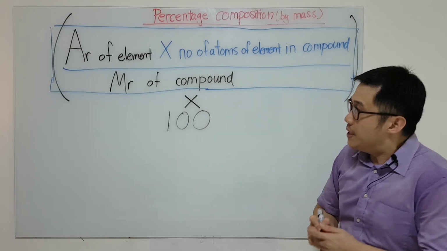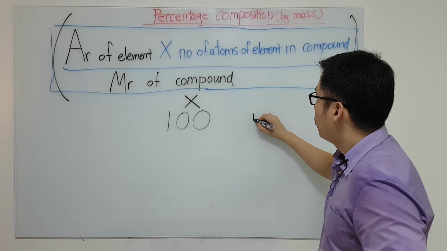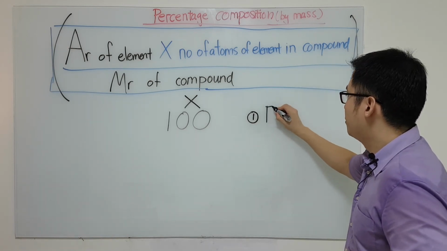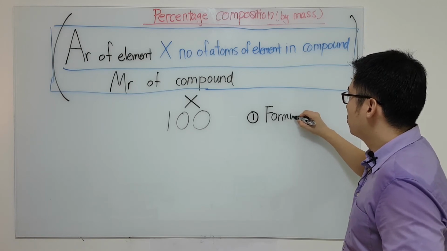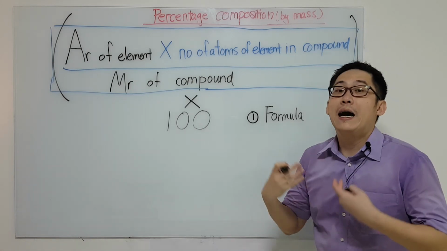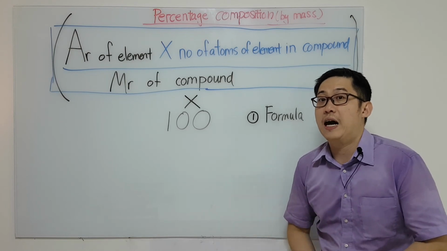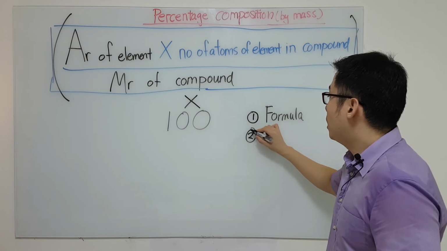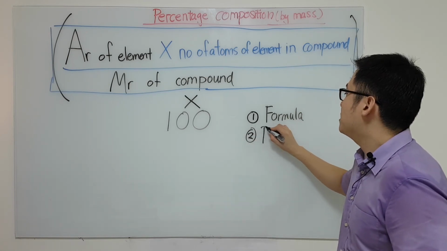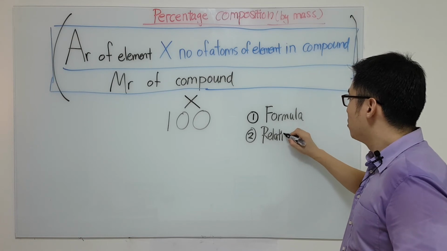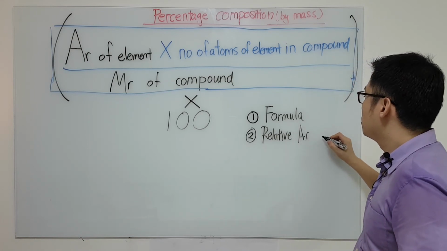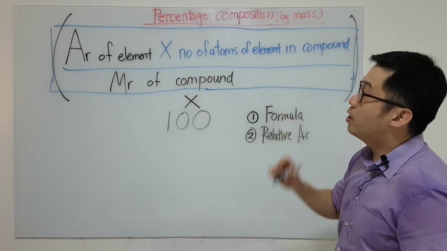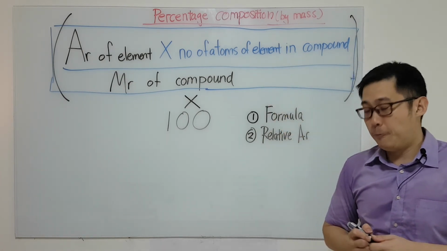Now, students, this formula will work because, number one, you actually know the formula. The formula tells us how many oxygen there are and how many calcium there are in the example. And this formula only works because you also know the relative atomic mass, the relative Ar, of all the elements that make up the compound.